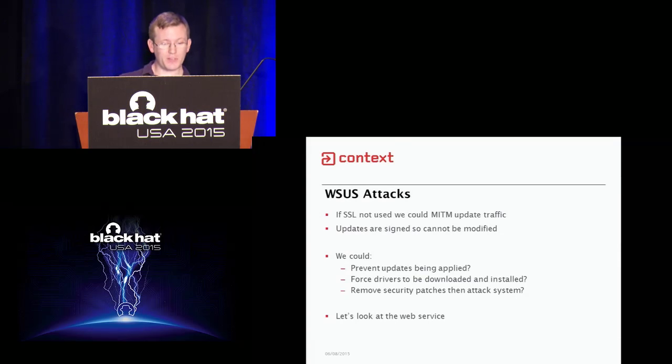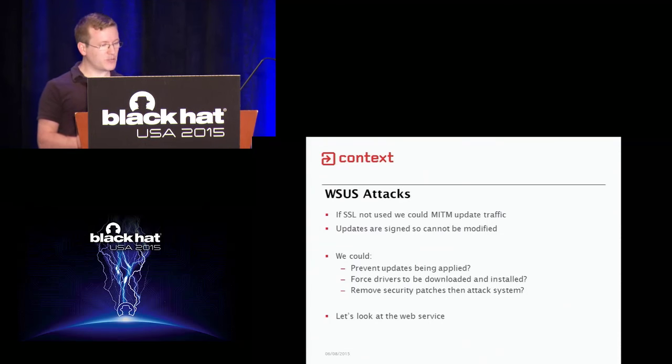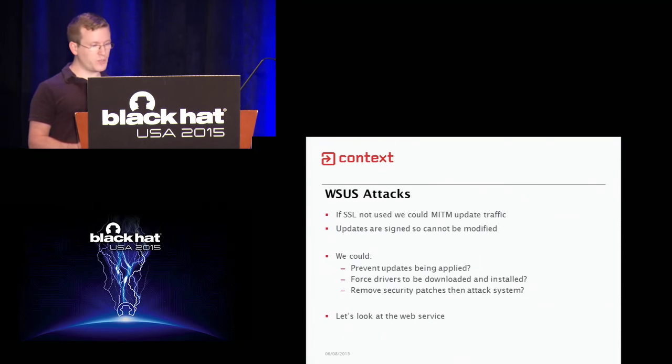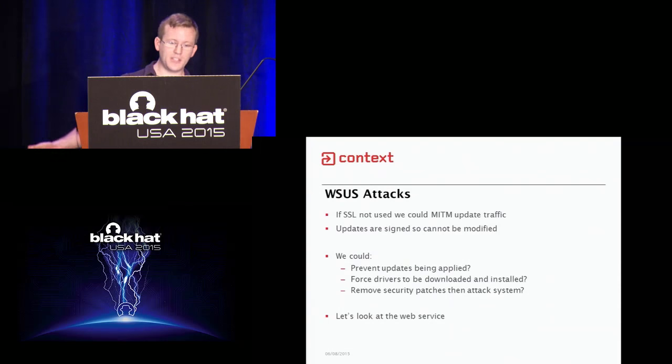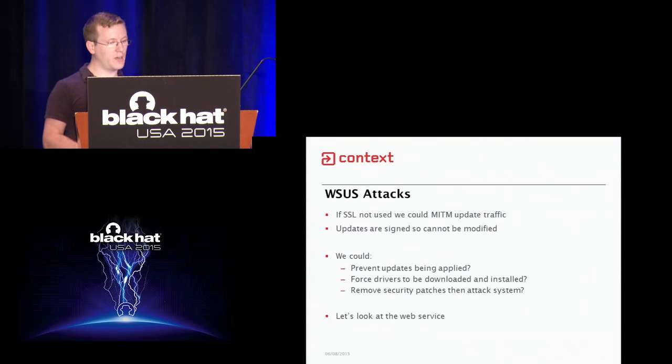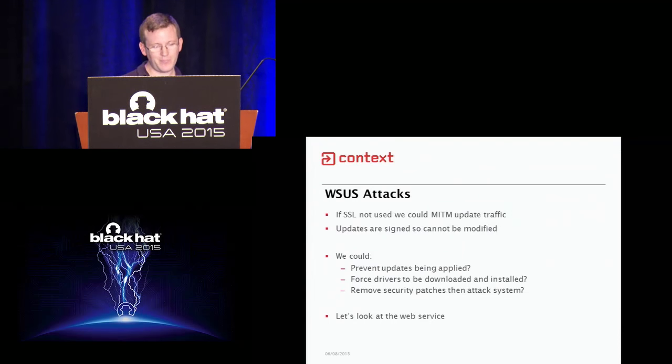So things we could do, if we could intercept the traffic as a man in the middle, we could prevent updates from being applied. Maybe we could prevent critical updates from being applied. It's fairly bad. We could perhaps go back to the driver stuff. We could force certain drivers to be installed, maybe third-party drivers, if we know there's a vulnerability in them. Or we could even potentially do things like downgrade attacks. If the machine's been patched against a recent 0-day, we could downgrade, find a previous update that removed that protection, and then go and attack a known vulnerability. So those are all possible things, but none of them really stand out to me as being particularly easy to exploit across the board.